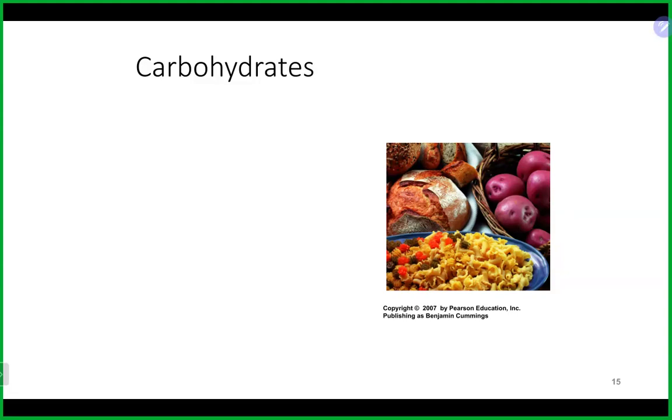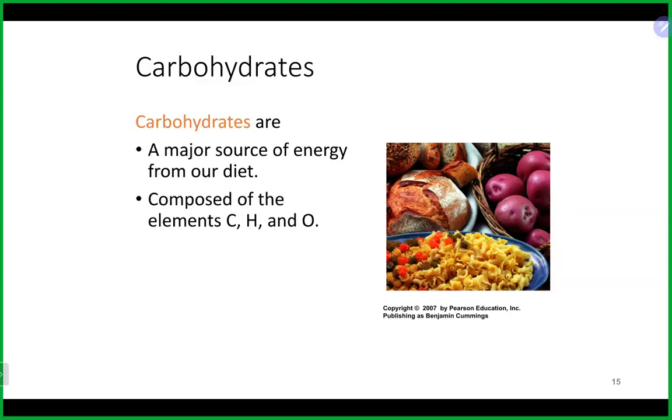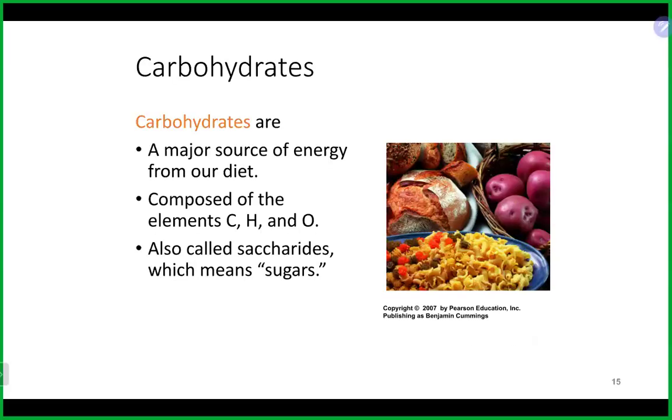Okay, we're going to continue on here. So we're talking about carbohydrates. Let's talk a little bit more about carbohydrates. Carbohydrates are a major source of energy from our diet. They are composed of carbon, hydrogen, and oxygen. They are called saccharides, which means sugars. We use them for energy, right? They go through glycolysis and we use them to power everything. We also store some of it away for gluconeogenesis in case we need to break it back down for stored energy.